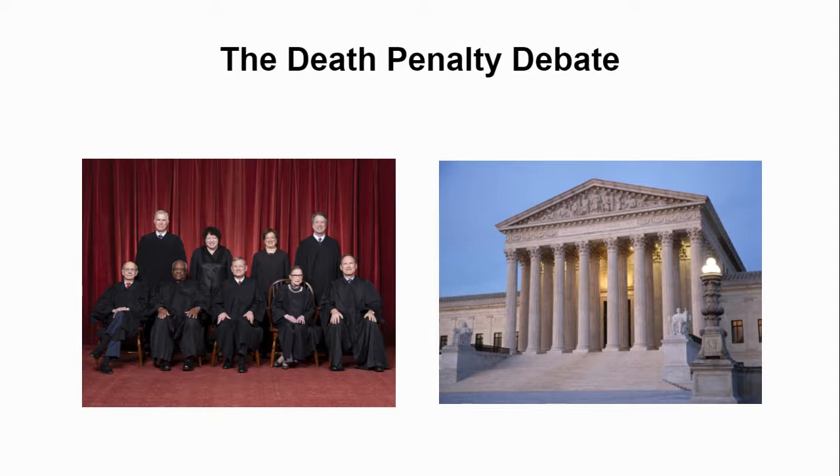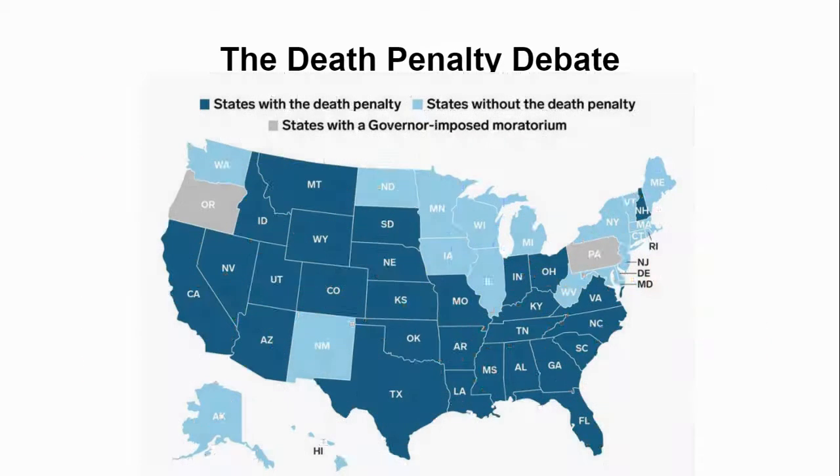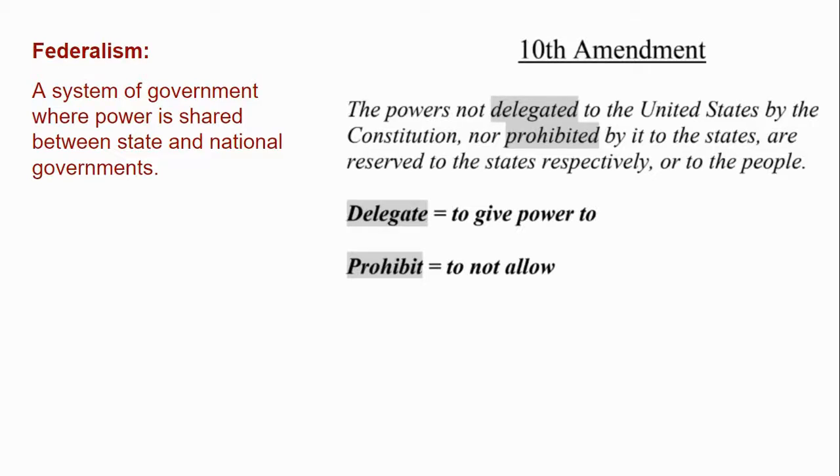And as it stands today, we've got 30 states that have the death penalty. 20 states have gotten rid of it, including New York. So in New York State, the maximum penalty that you can get for a crime is life in prison. And this is another example of federalism, where power is shared between state and national governments.